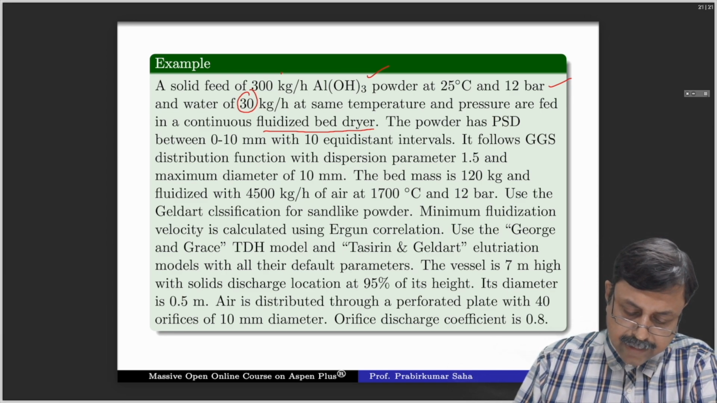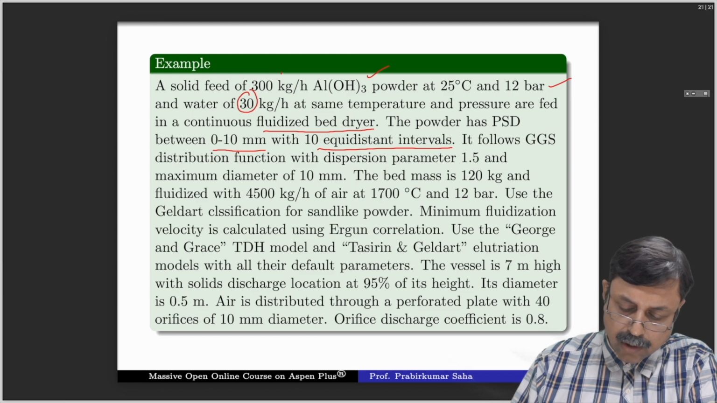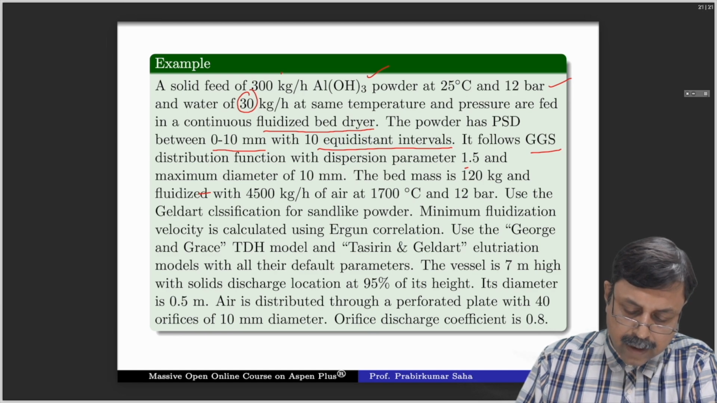The powder has a PSD between 0 to 10 millimeter with 10 equidistant intervals. It follows a GGS distribution function with dispersion parameter 1.5 and maximum diameter of 10 millimeter. So this has been given. The powder PSD has been given.